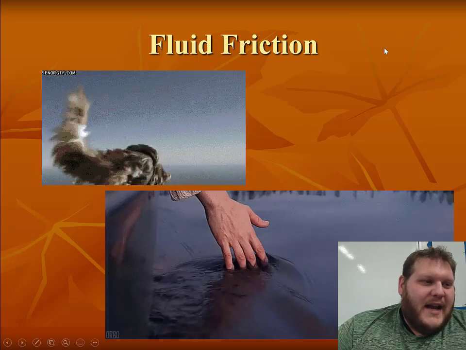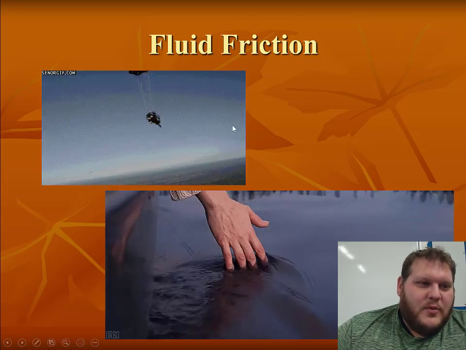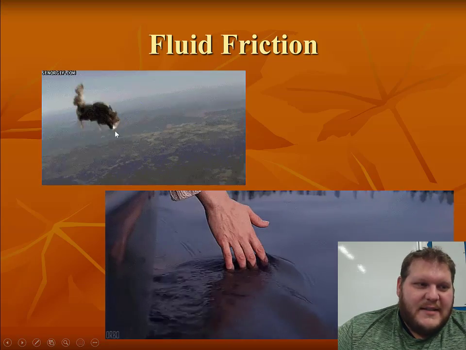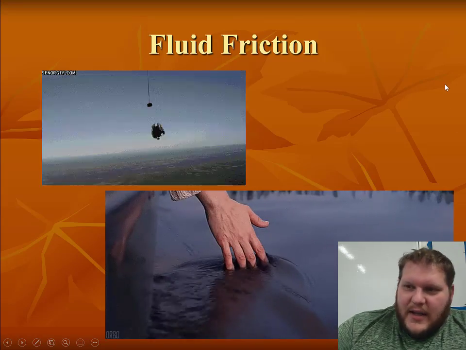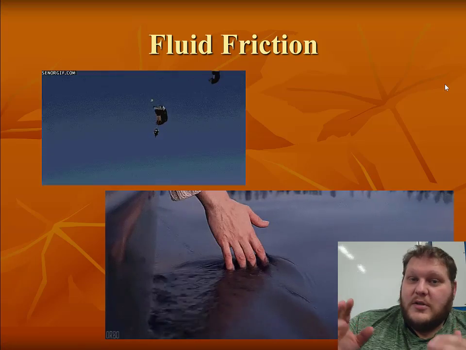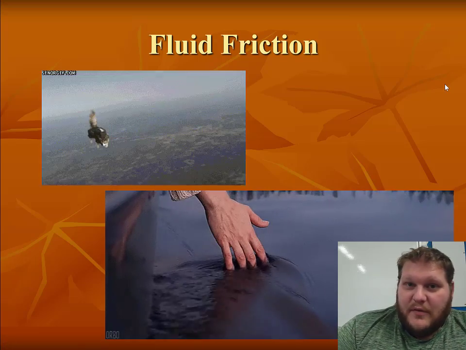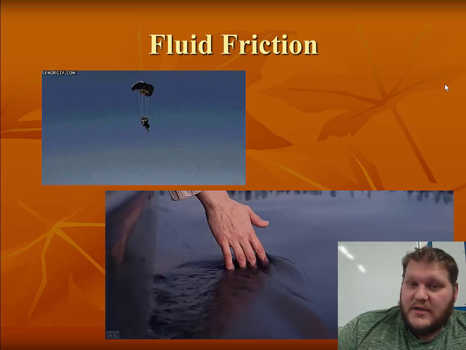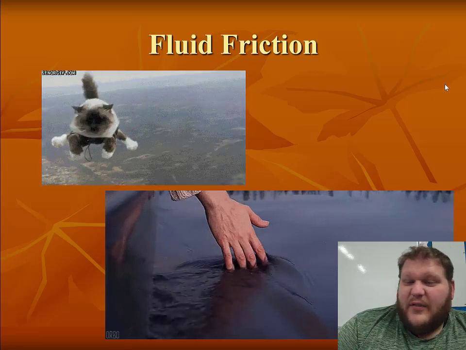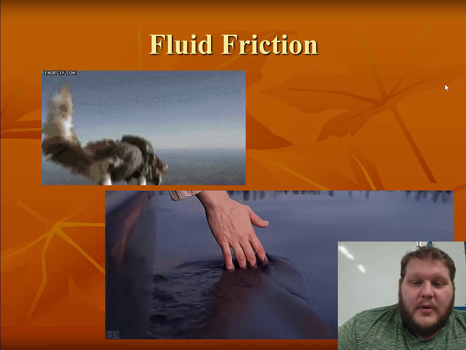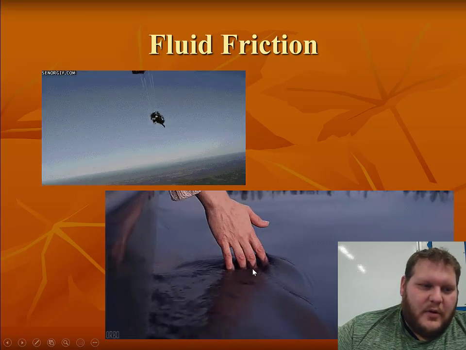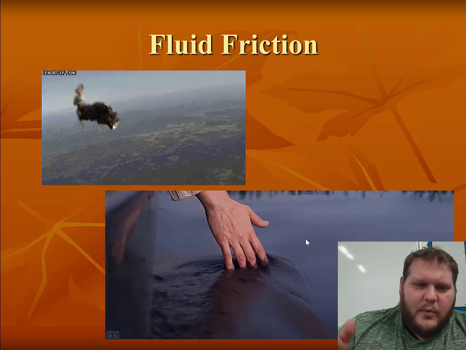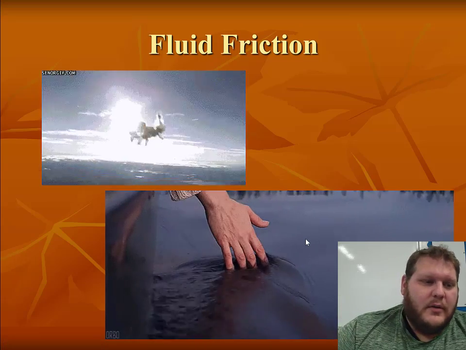So here we have a skydiving cat, which is totally real, I'm sure, that's experiencing that air resistance, that air friction. Again, it's like any kind of fluid, and gases and liquids are both fluids, meaning they flow freely into the objects or the containers that they're in. That's fluid friction. This is kind of how a fish works. We're going to talk about how a fish propels itself forward in a little bit.